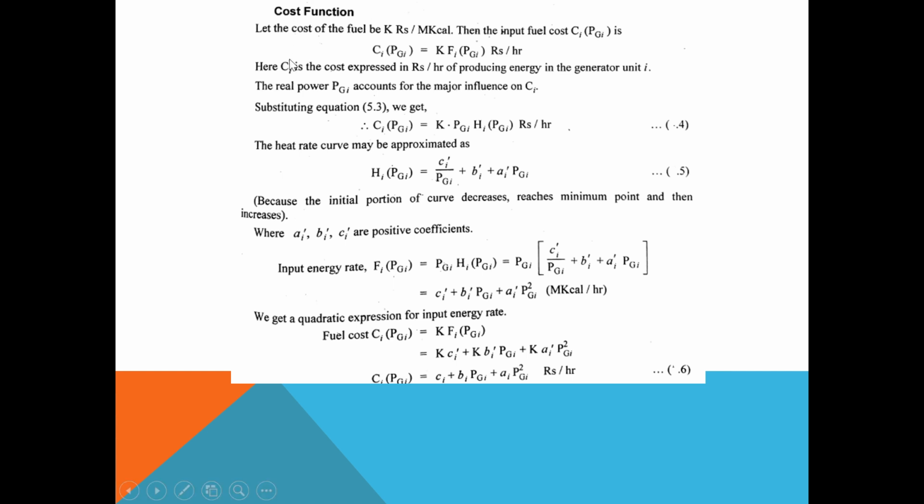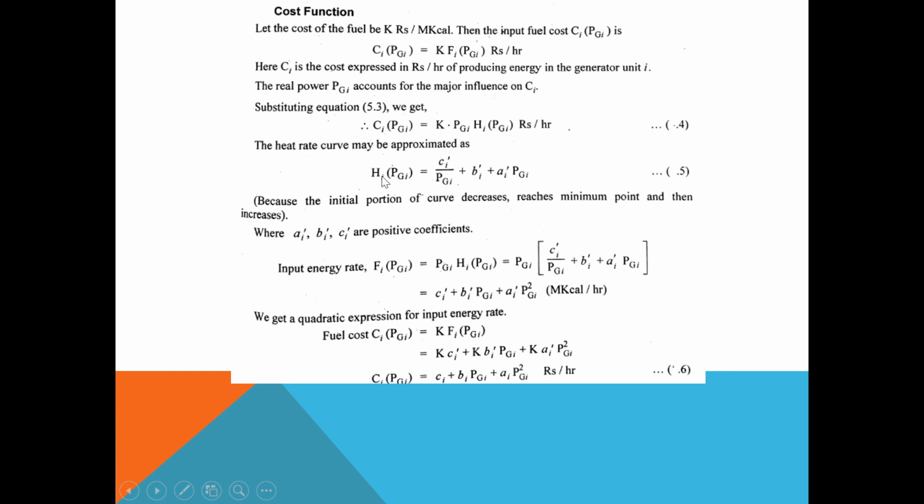Next one is the cost function. Cost function C of Pg, we know it is nothing but K into F of Pg, where K is the cost of the fuel in rupees per mega kilocalorie per hour. And then we know what is the F of Pg value. F of Pg is nothing but Pg into H of Pg. H of Pg is nothing but the heat rate.